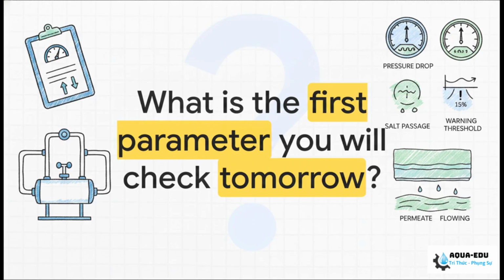Tomorrow morning when you walk out onto the plant floor, grab your clipboard and look at your RO skid. What is the very first normalized metric you are going to check to protect your recovery rate? I highly suggest you keep a disciplined eye on those pressure drops, watch your salt passage trends like a hawk, and absolutely never ignore that 15% warning threshold.